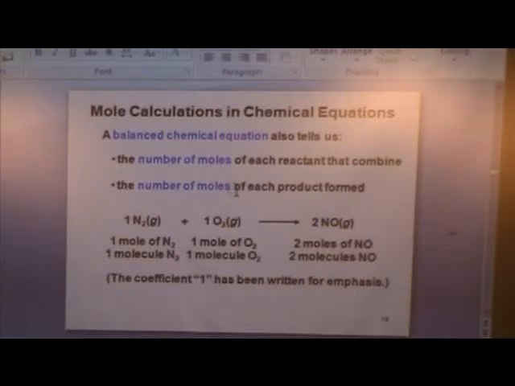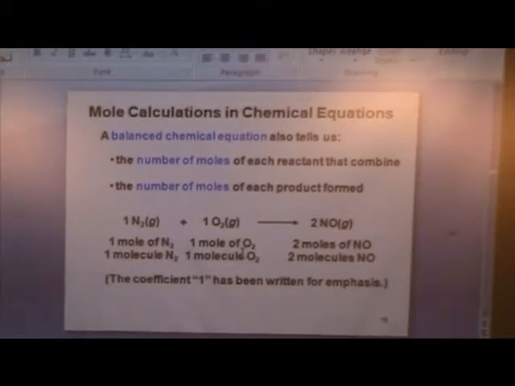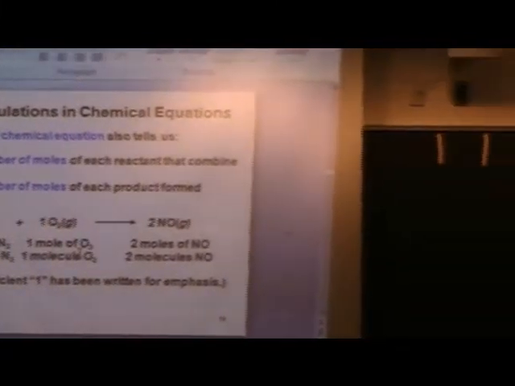Mole calculations in chemical equations will be the next slide. What is the purpose of balancing a chemical equation? First of all, let me ask you that way. Why do we need to balance? You start with that and you have to end with that. Why? Because nothing disappears, nothing just gets destroyed.